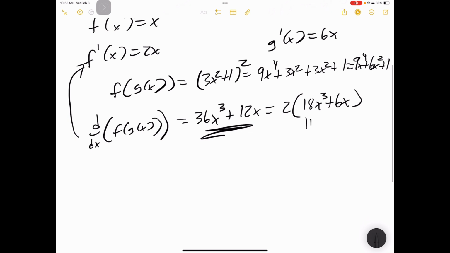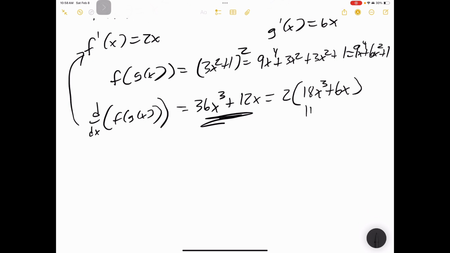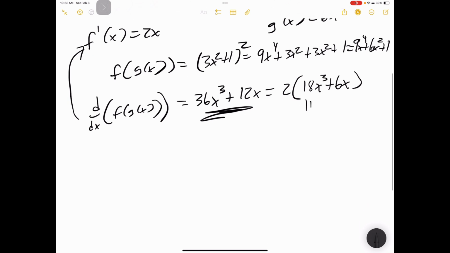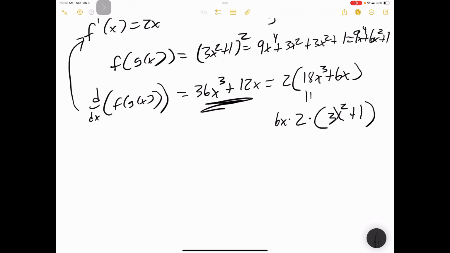And now let's pull out a 6x as well. I see that I have a 6x in both of those terms. So let's say I have 6x times 2 times, well, 18 divided by 6 is 3, x cubed, take an x away, is x squared. 3x squared plus 6x, take away 6x, is 1. And so what we're left with, and we're going to leave it multiplied out like this for a second, we're going to look at this.